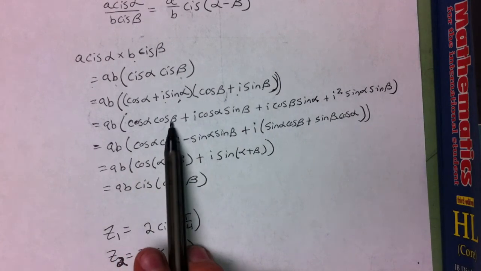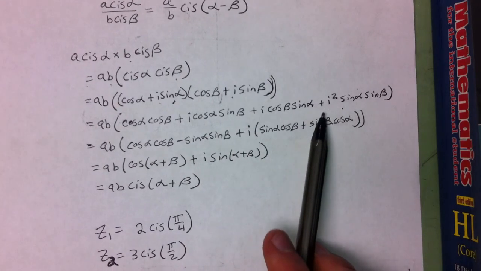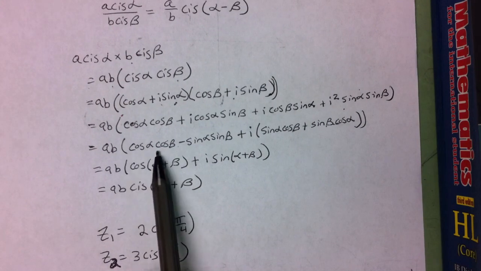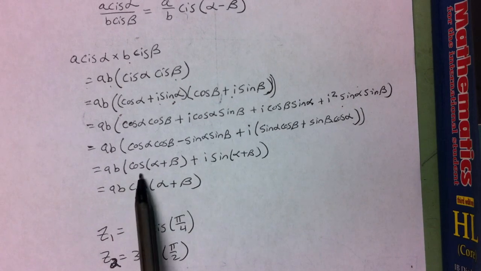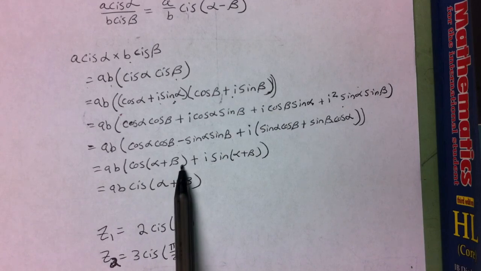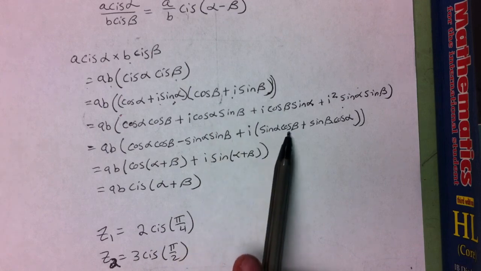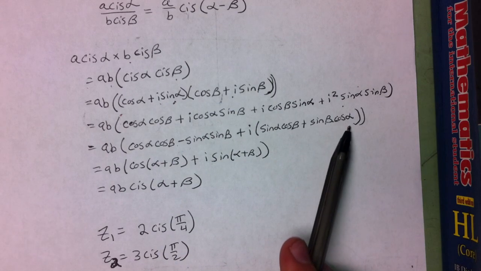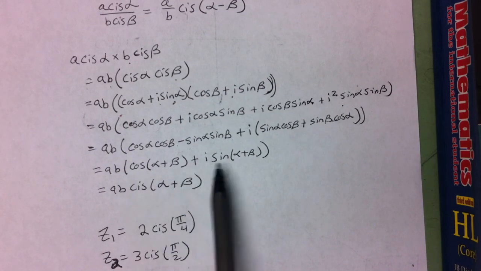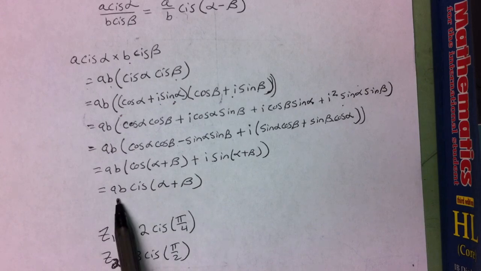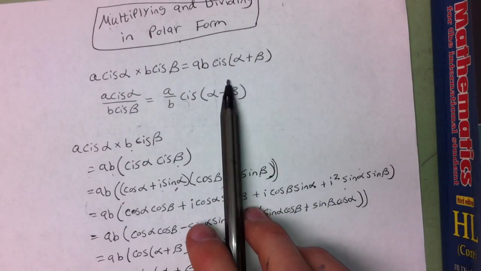Notice you have a cosine of alpha cosine of beta and an i squared sine of alpha sine of beta, but i squared is just -1, so what you really have here is cosine of alpha cosine of beta minus sine of alpha sine of beta, which you should recognize as cosine of alpha plus beta. And then this middle section here, you can factor out an i and rearrange it. You have sine of alpha cosine of beta plus sine of beta cosine of alpha, which is your sine of alpha plus beta, with the i on the front. That simplifies to cis of alpha plus beta, and that is our proof for this identity.